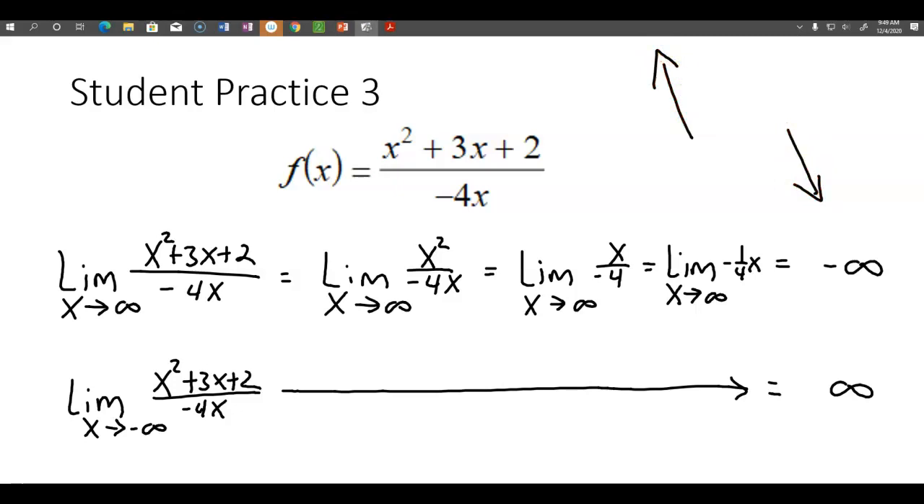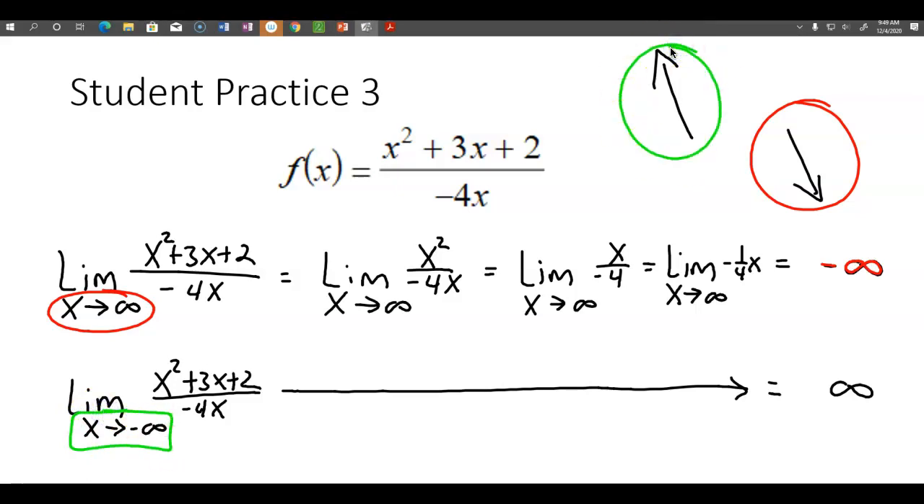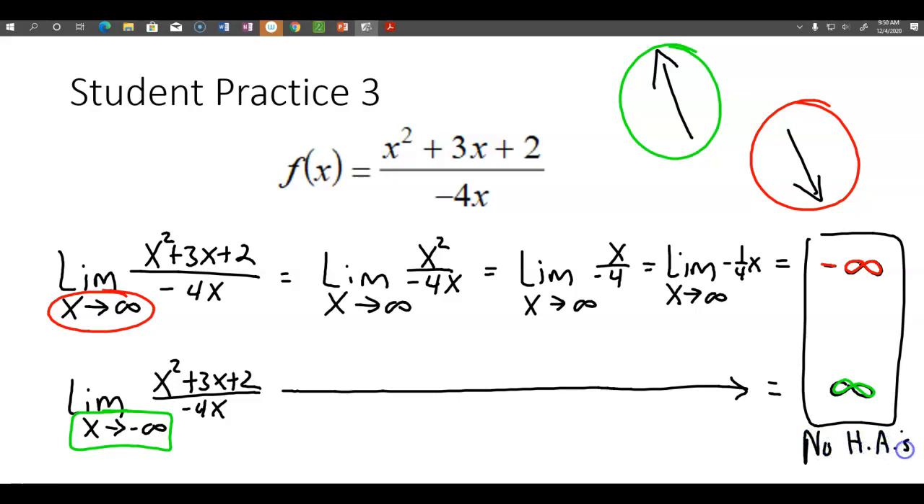And now we need to describe it with our limit notation. So since we're on the right side, that would be this one. And on the right side, it goes down. So therefore, the answer to this one is negative infinity. And then for this one, on the left side, we're going up. And therefore, this answer is positive infinity. Okay? And so that describes the end behavior. And once again, this means that there are no horizontal asymptotes.